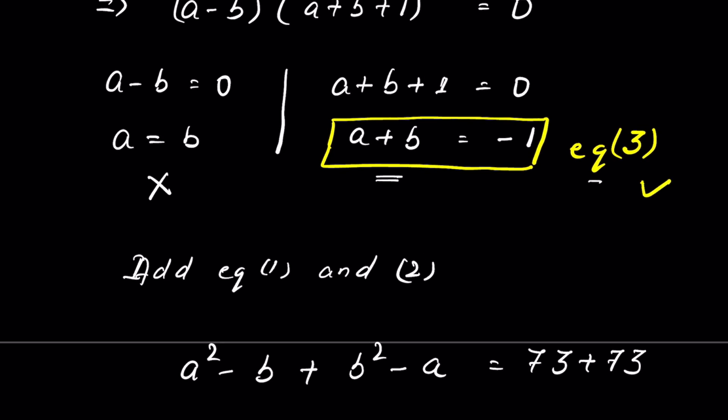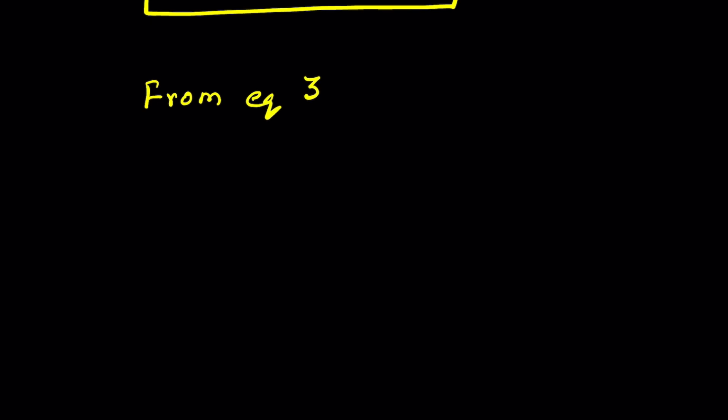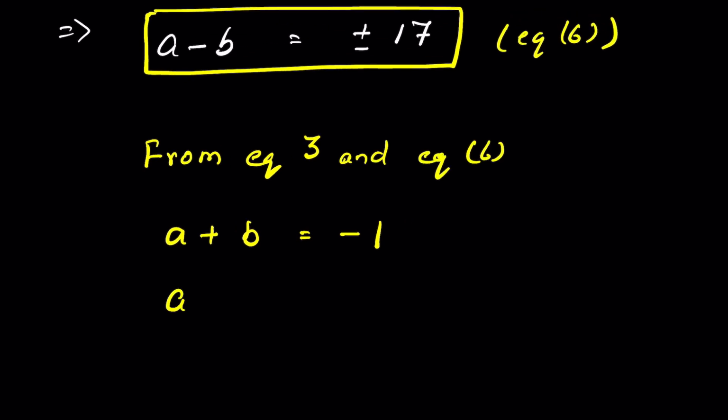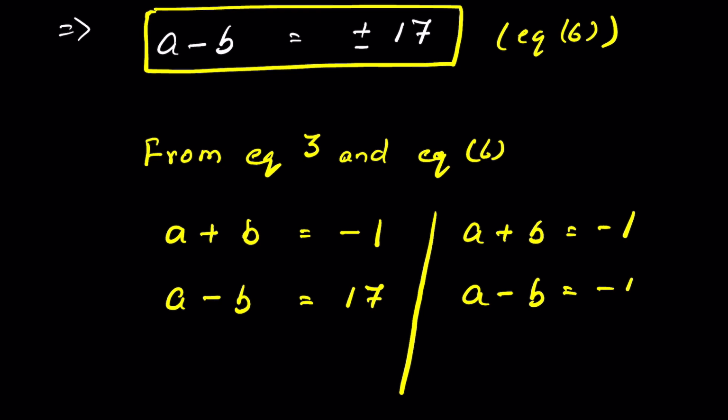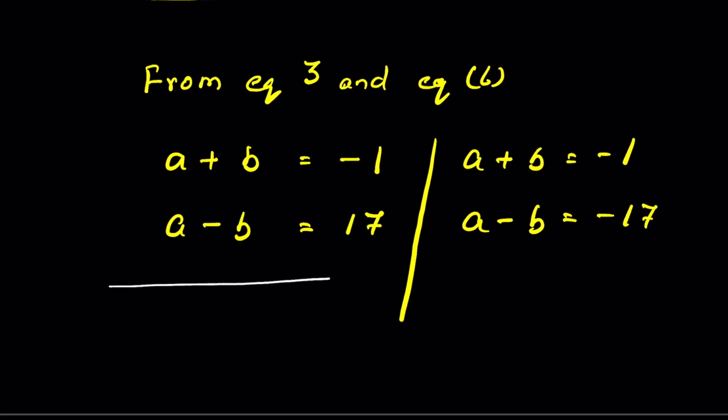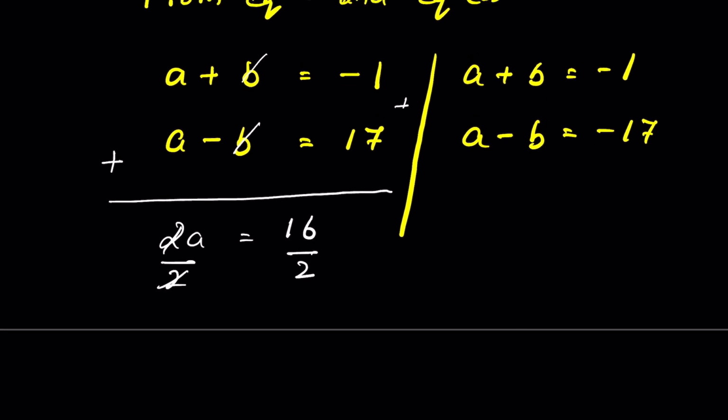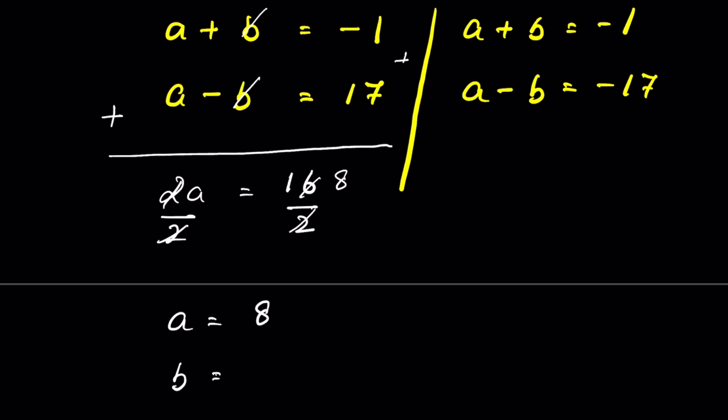From equation 3, we have a plus b is equal to minus 1. And from equation 6, we have a minus b is equal to plus minus 17. So we have two options here. When we take positive 17, and when we take a minus b is equal to negative 17. When we take positive 17, we can find the value by elimination method, we add these two, it is 2a, b and minus b get cancelled, 17 minus 1 is 16, divide both the sides by 2, so 2 times 8 is 16, so a is equal to 8. In that case, we have to put the value of a in any of these two equations, so b is equal to minus 9.